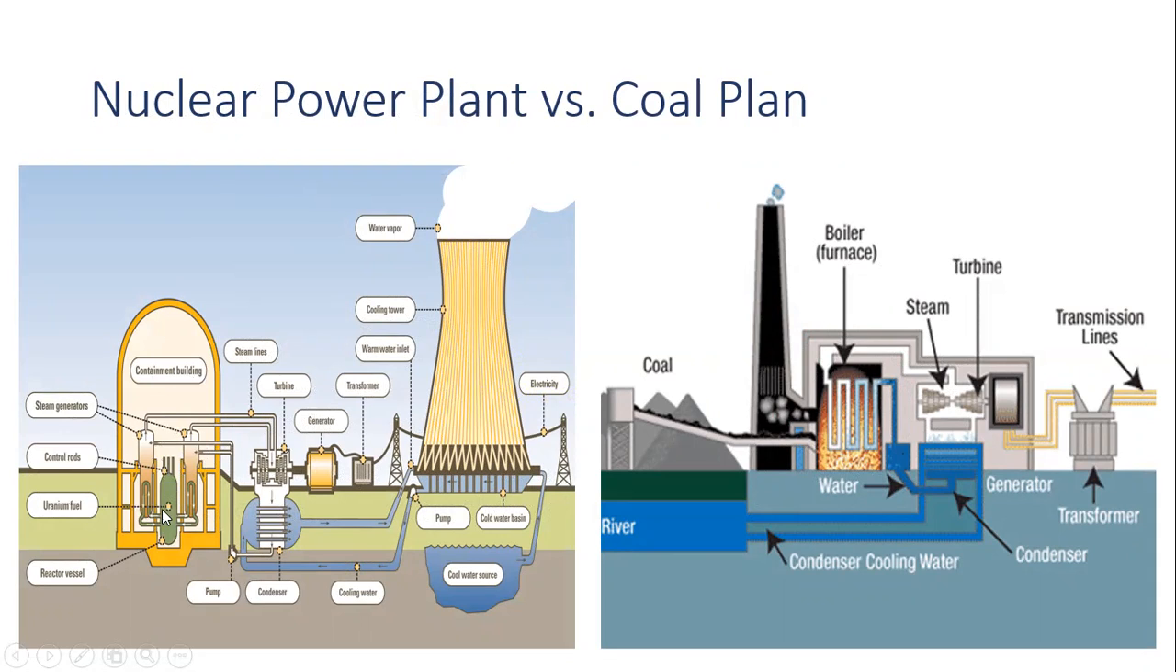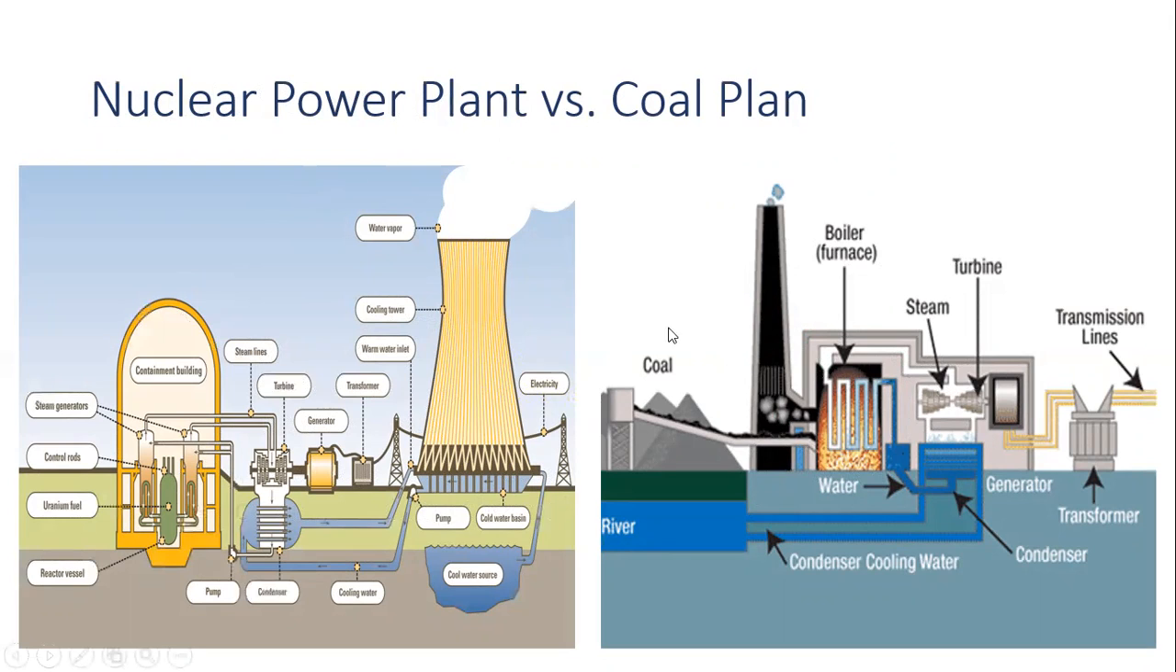This is the total overall reactor, and these are the steam lines and the turbines, generators, transformers, water inlet and cooling towers, water vapors and electricity lines. This is the total overall layout of a nuclear power plant.